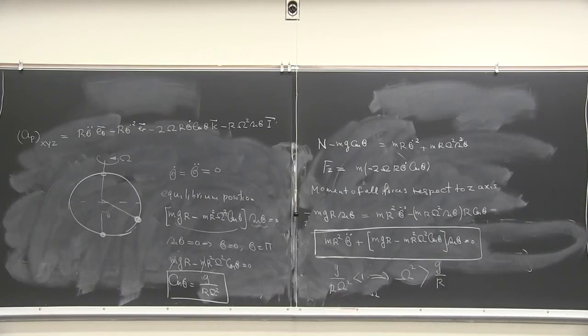So that means that as long as you rotate the structure with a speed greater than g over r, then you could have a situation that it obtains some angle like this. And then if you rotate it faster, it gets more and more horizontal. It comes to the equilibrium position.